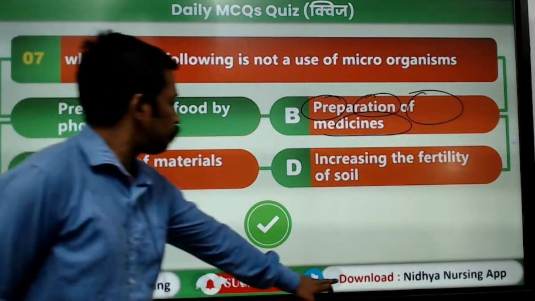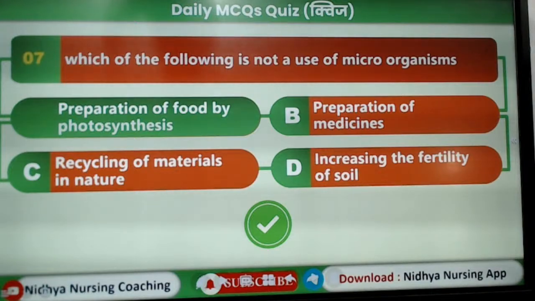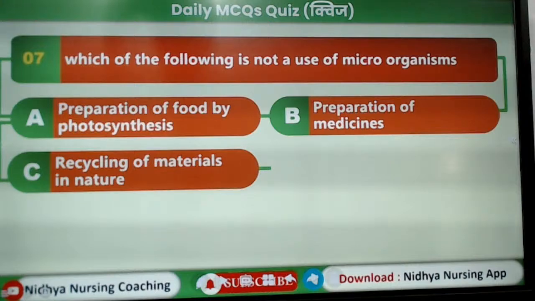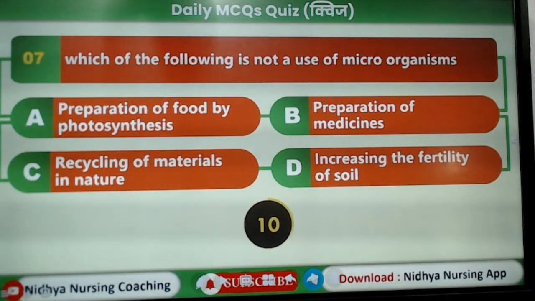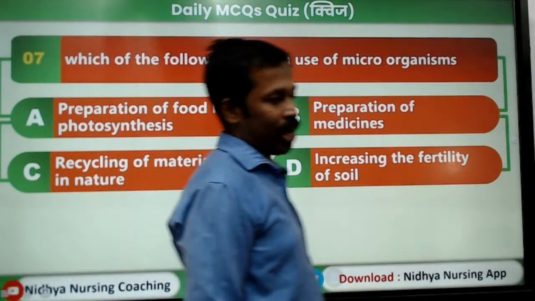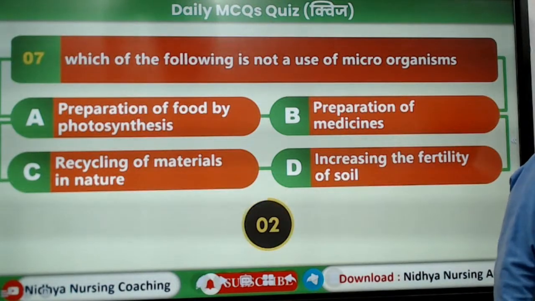Next one. Okay, fine. Which of the following is not a use of microorganisms? Which of the following is not a use of microorganisms?